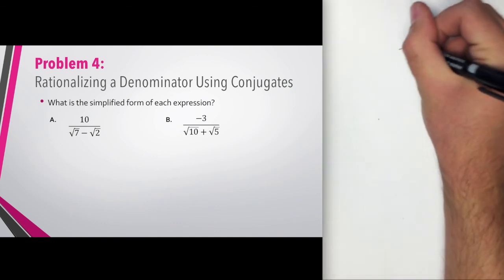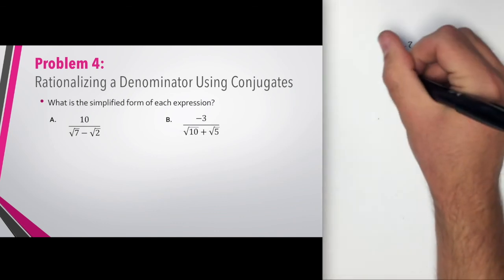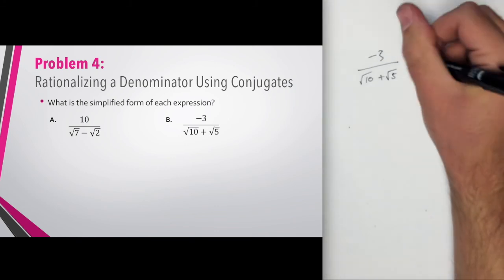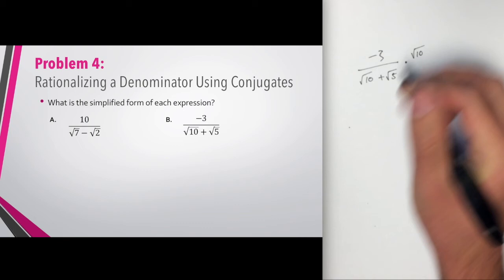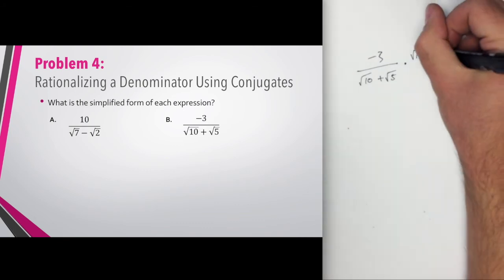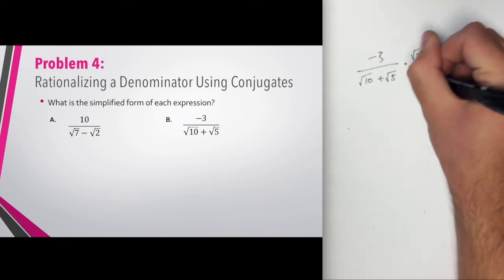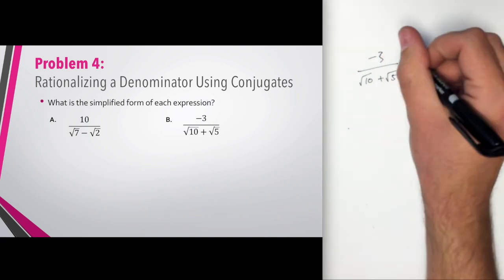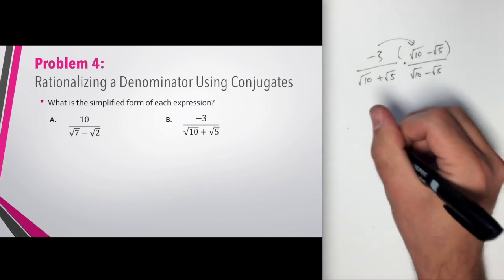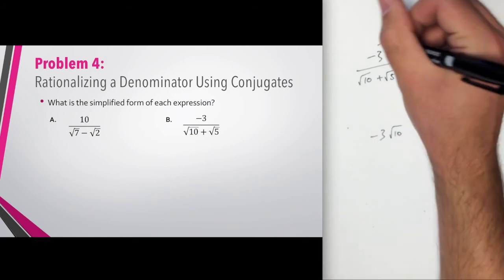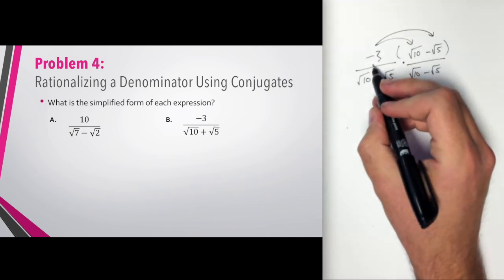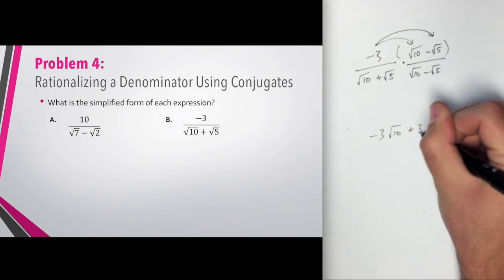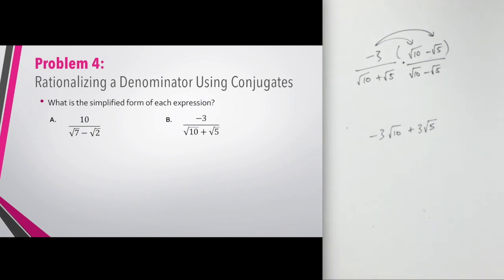So on letter B, the negative 3 over square root of 10 plus the square root of 5. Again, multiply the top and the bottom by the conjugate of the bottom, which is minus. And now do your distribution. So on top, that becomes negative 3 square roots of 10. And then negative 3 times negative square root of 5 is positive 3 square roots of 5.